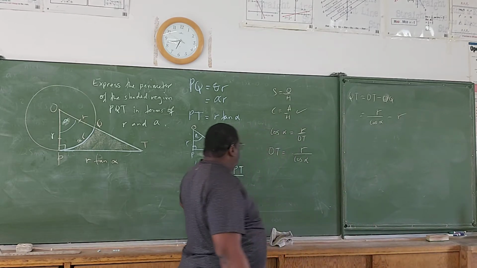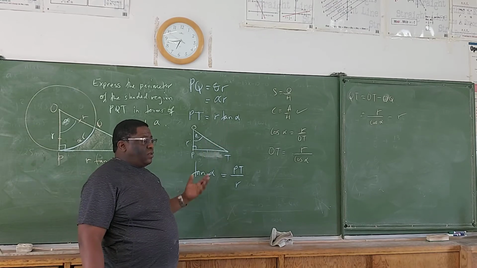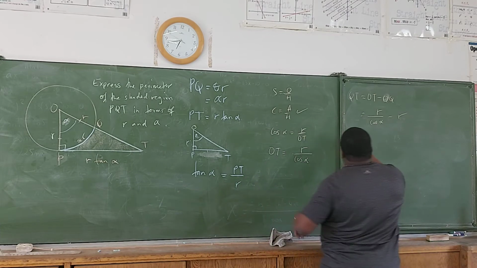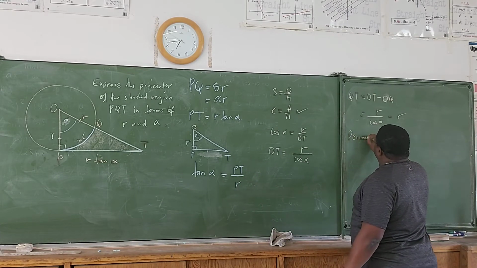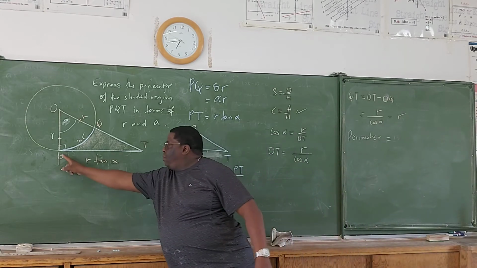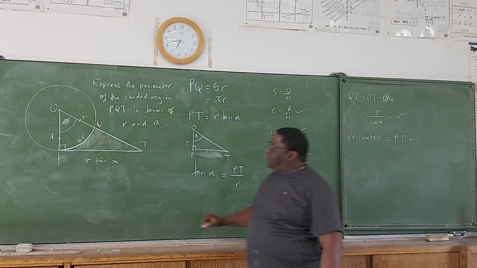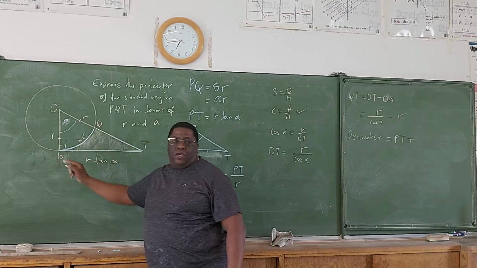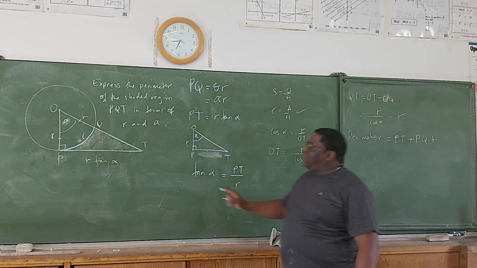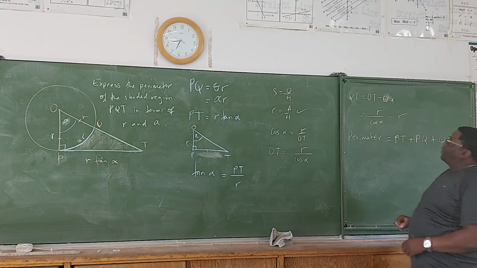I could also have used Pythagoras. If I use Pythagoras, I might get a different answer, but it's the same thing. So there must be two solutions to this. So my perimeter is going to be PT plus PQ plus QT.